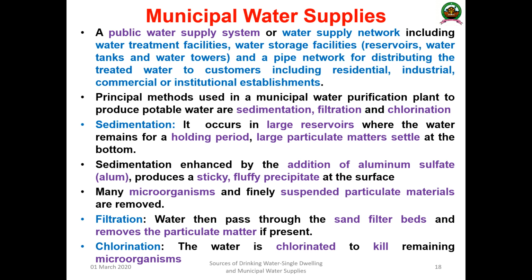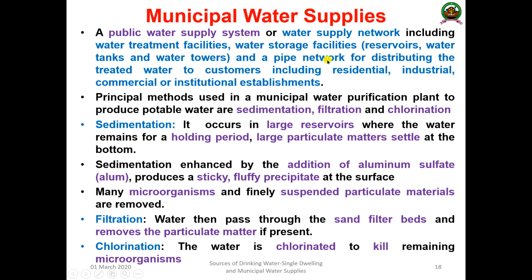Then the next one is municipal water supply. This is the most important water storage and collection system nowadays in a locality where a municipality exists. It is a public water supply system or network which includes the water treatment facility, water storing facilities such as reservoirs, water tanks and water towers, and a pipe network for distributing the treated water to customers, including residential, industrial, commercial, institutional and other establishments.